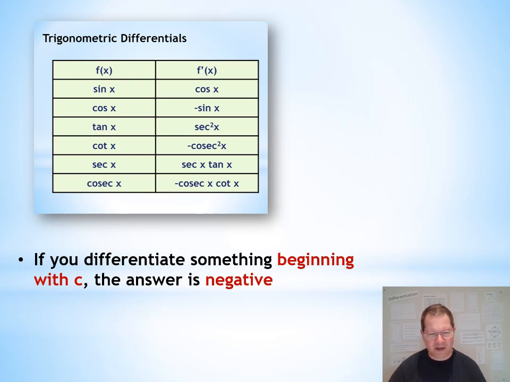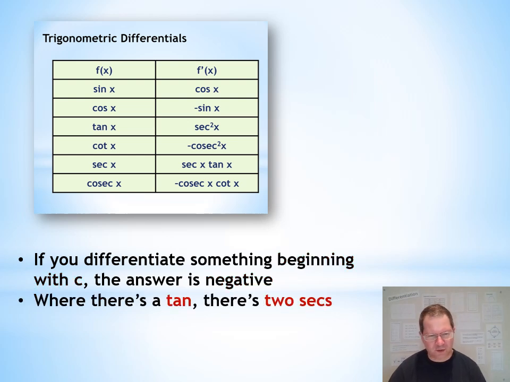So here are some facts not related to actual differentiation, but just language, if you like. If you look at the table closely, you'll notice that if you differentiate something beginning with c, then the answer is negative. So when we differentiate cos, we get minus sin x. When we differentiate cot, we get minus cosec squared. And when we differentiate cosec, we get minus cosec cot. So the 3 that begin with a c all differentiate to something negative, and the ones that don't begin with a c end up with something positive. These rules, by the way, were found by a student in the past, not by me, so I'll just give her some credit for that.